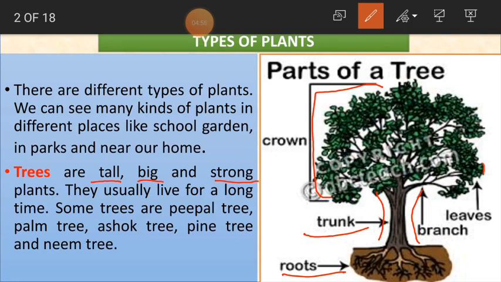Even if you don't pour water, like normally for house plants we have to pour water daily because they are not strong, for trees we don't pour water. Whenever rain comes, they receive the water. But that water alone will make them live for a long time. Okay, children? Understood?